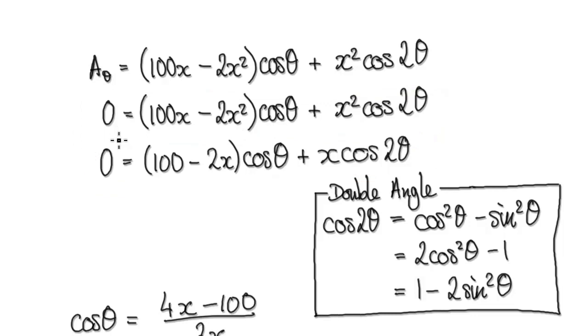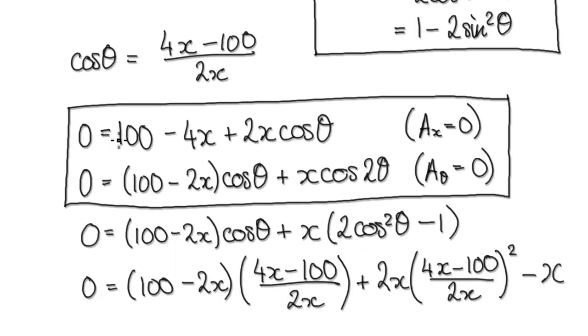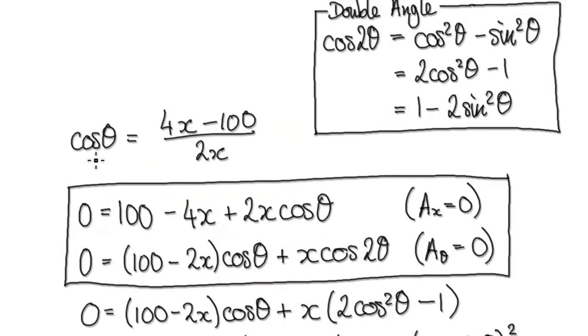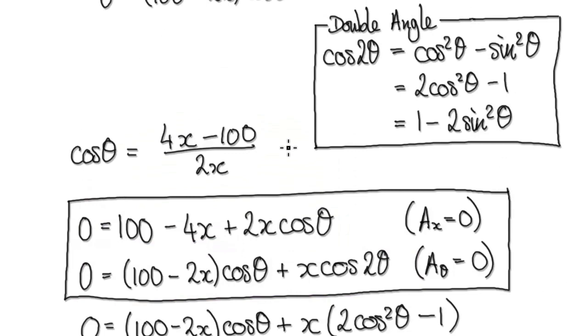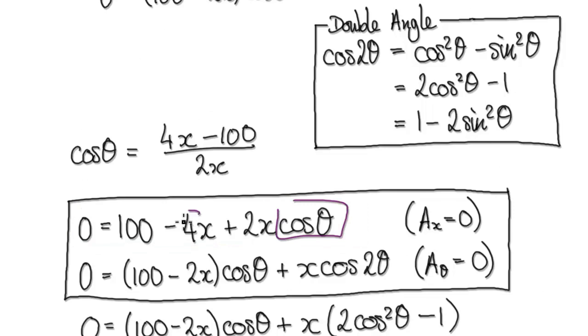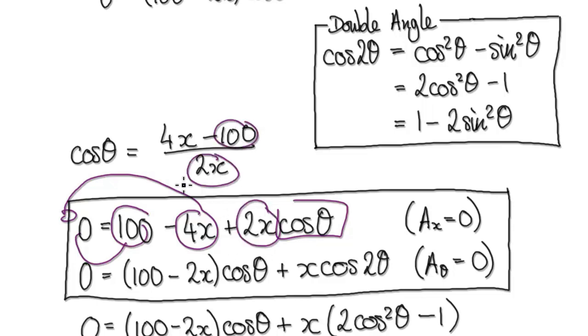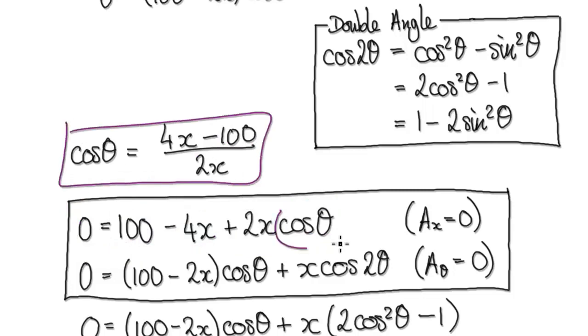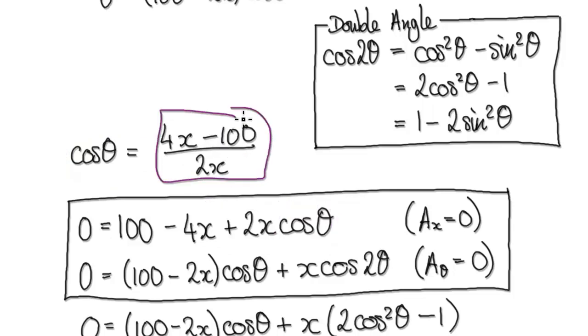So as a summary, we need to solve, in effect, these two equations simultaneously. So to solve these simultaneously, we need to think, looking at this, rearrange this to make this a subject. So add 4 to both sides, and then take away 10, take away 100, and then divide by 2x. So looking at this, cos theta is this thing here, and then we can now put this into here, into the second one.